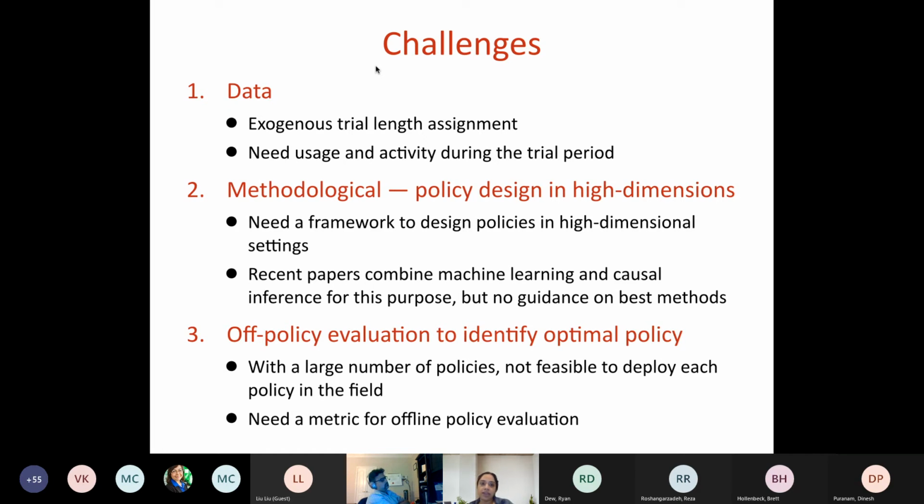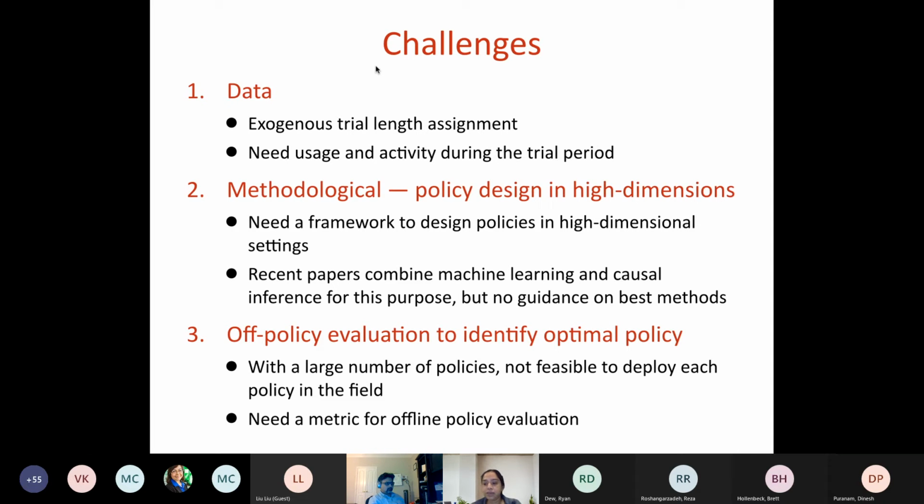interest, you really need data from a setting where trial length assignment is exogenous to other variables, which can also affect outcomes, such as maybe demographics. If you also want to say something about the mechanism through which trial length actually influences conversions, we need to see how consumers are using the software. We need some information or data on usage and activity during the trial period, so then we can make some inferences on how this affects outcomes. So that's from a data perspective.